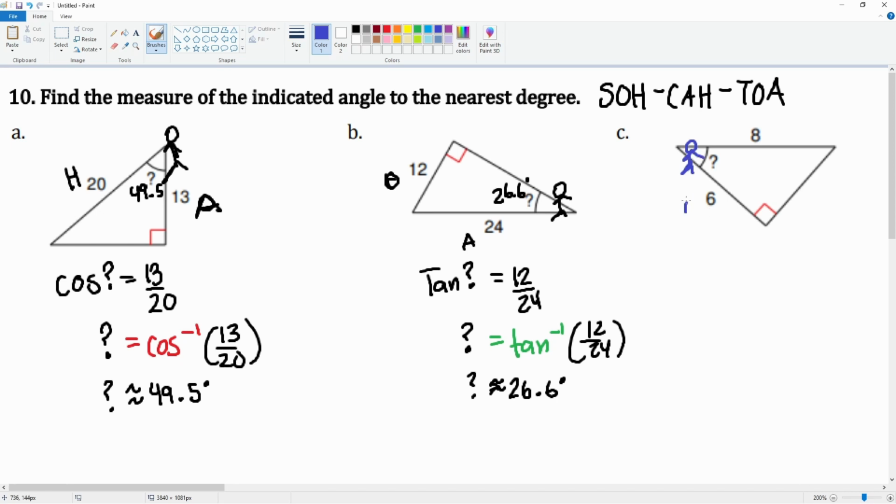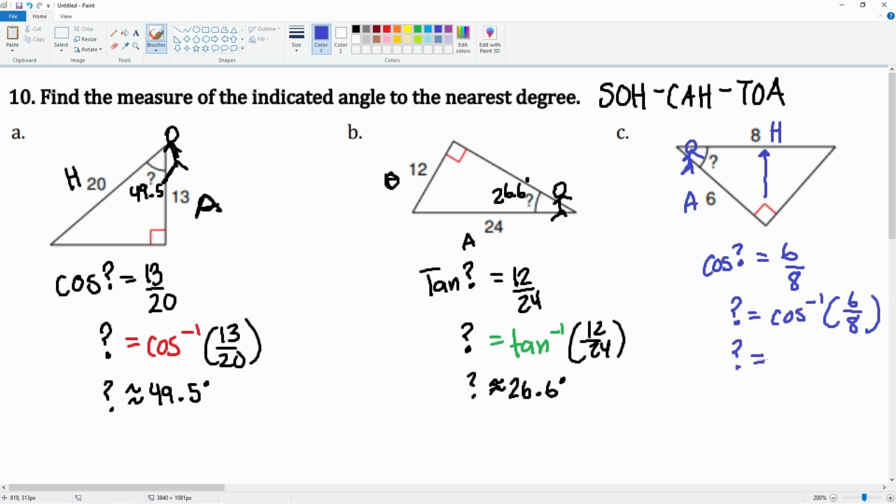6 is your closest. That is your adjacent. This 8 is opposite to that 90. So this is the hypotenuse. Adjacent and hypotenuse, that is cosine. So cosine of your question mark is equal to your adjacent over your hypotenuse. We know what your adjacent is and we know what our hypotenuse is, 6 over 8. To get the question mark alone, you have to cosine inverse the other side. So we do cosine inverse of 6 over 8.